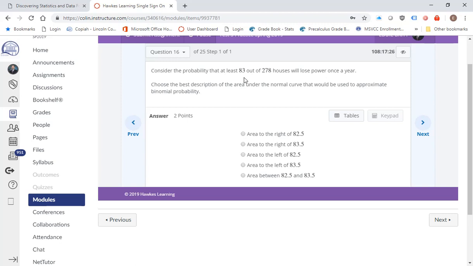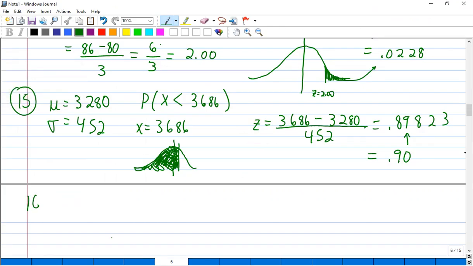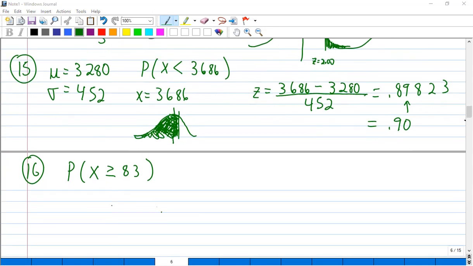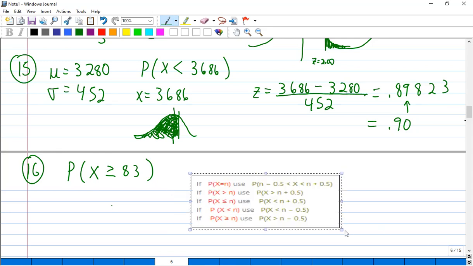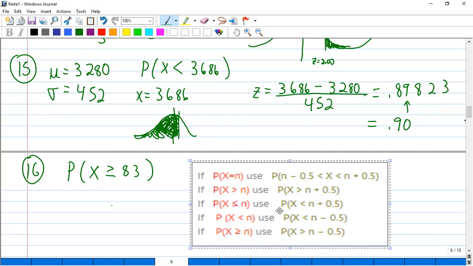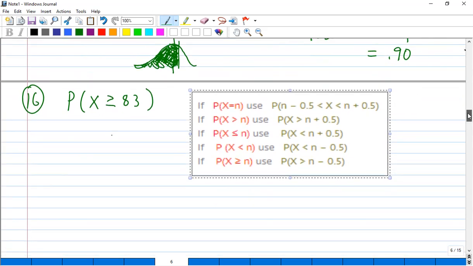Okay, so we have to write down what does at least mean. That's the first thing we need to do. So for problem number 16, we're looking for the probability that x is at least, which means greater than or equal to 83. That's at least 83. So to do this approximation, we have to use continuity correction. The best table that I found, and I just looked up a continuity correction table on the internet because your book doesn't have, I didn't see a good table like this.